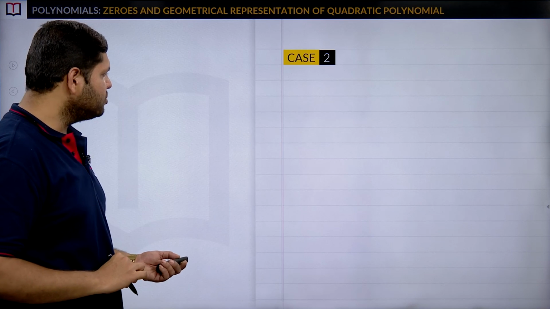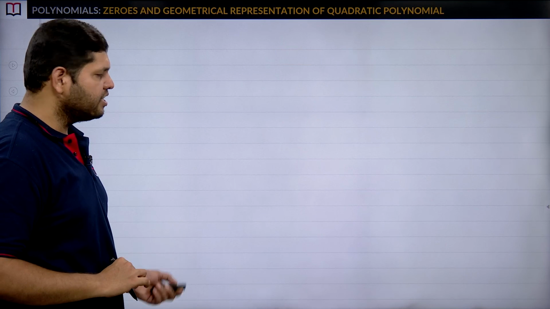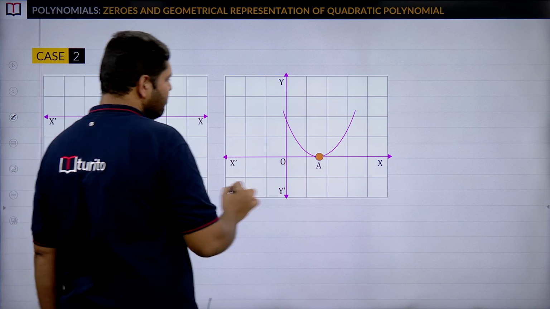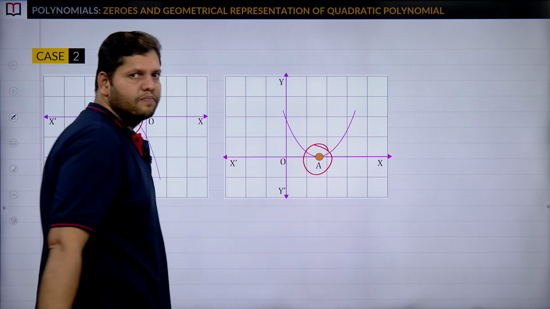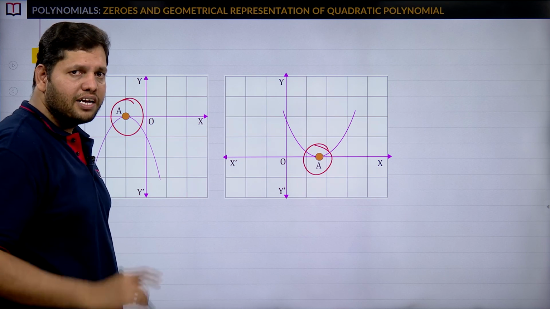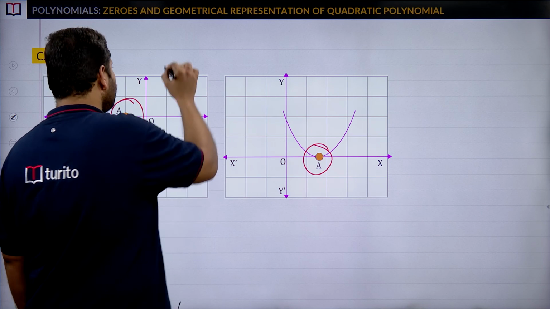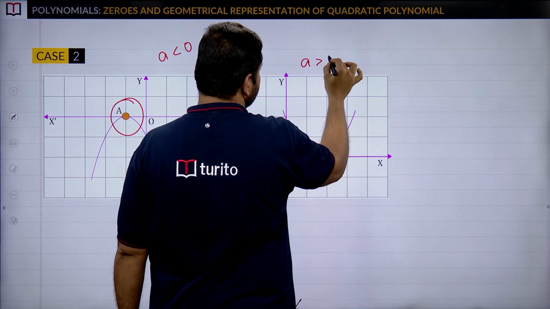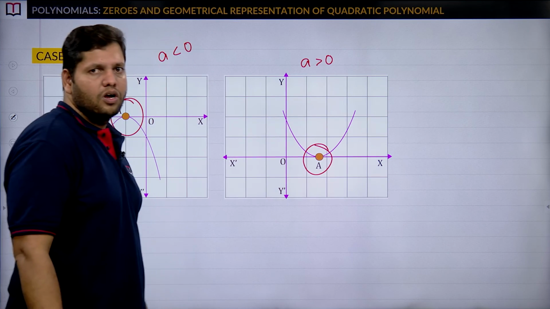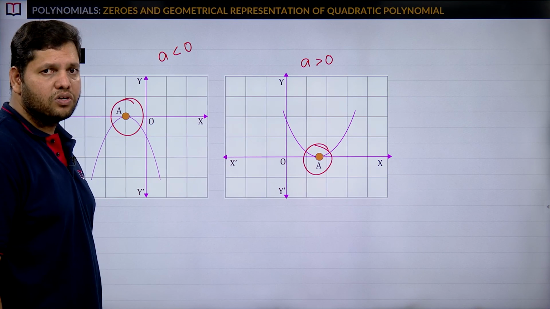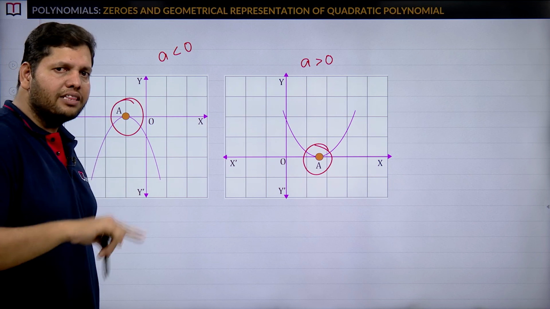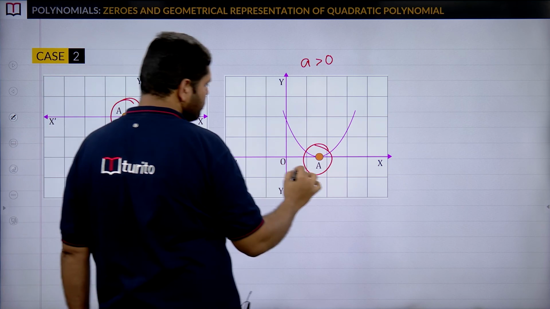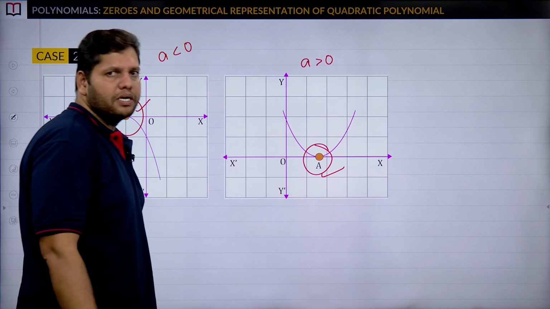And the second case, children, is again the same but a little bit different. Here the curve is exactly meeting the x-axis at 1 point. Exactly meeting at 1 point means it has exactly 1 zero. Here also the same thing. This is downward, so a is less than 0, and this is upward, so a is greater than 0. In this case we can say there is only 1 zero, and that is a repeated zero of the polynomial. That zero is a here, and here also the zero is a, and both the zeros are repeated.